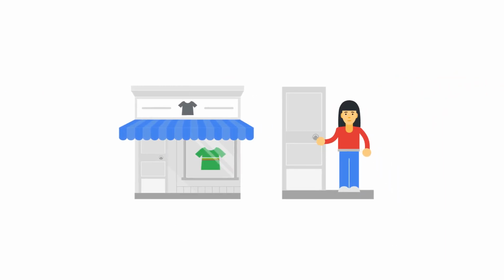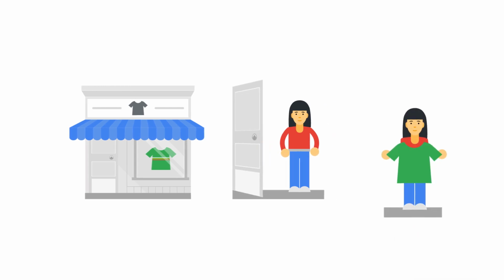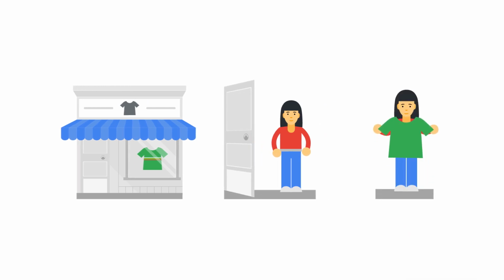First, people need to find your store. Then they need to decide to enter it and look at the goods. And finally, pick out something and pay for it. Once you have an online shop, you can measure these steps quite precisely.